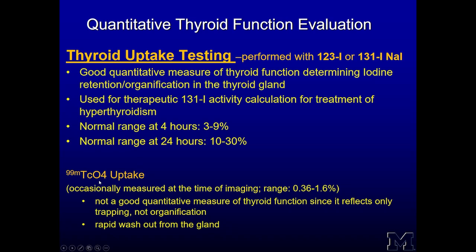Occasionally, technetium pertechnetate uptake is measured at the time of imaging. The range is 0.3 to 1.6. However, this is not a good quantitative measure of thyroid function, since it reflects only trapping and not organification, and cannot be used for therapeutic iodine 131 dose calculation, due to the fact that technetium pertechnetate has a rapid washout of the thyroid gland.